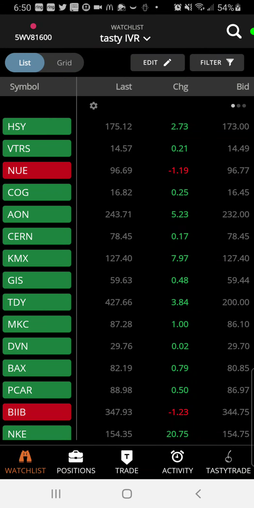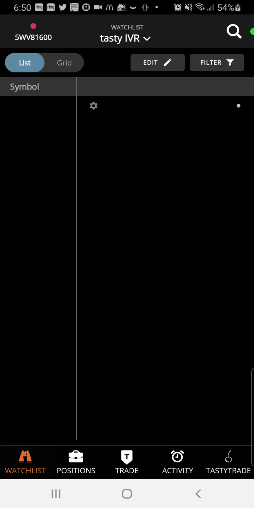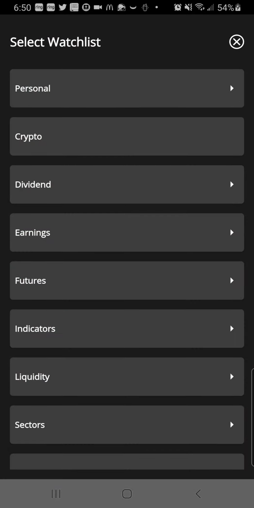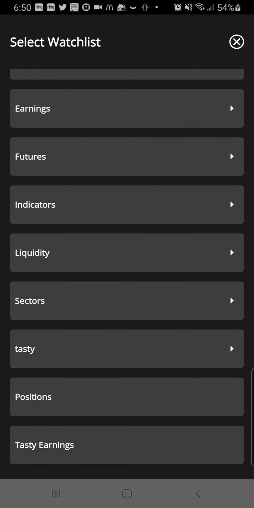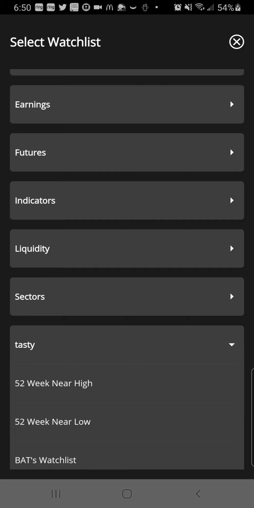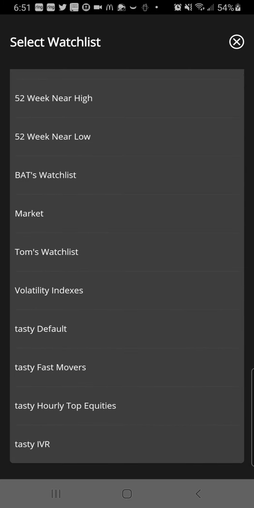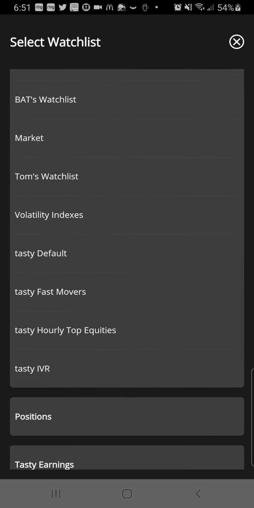Okay, so now we are in Tastyworks. This one is pretty simple. You click on watch list at the bottom, and then at the top on the drop down arrow, you have your own personal watch list here, but what you want to look for is Tasty, because they construct watch lists based on some of their traders, which is pretty cool.